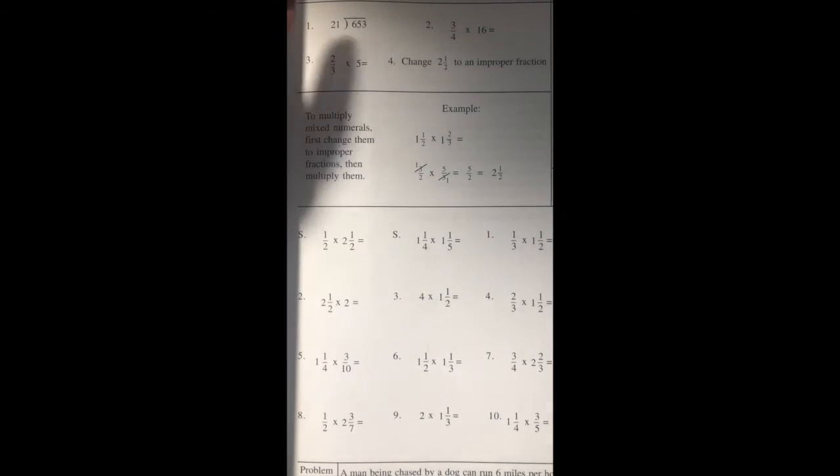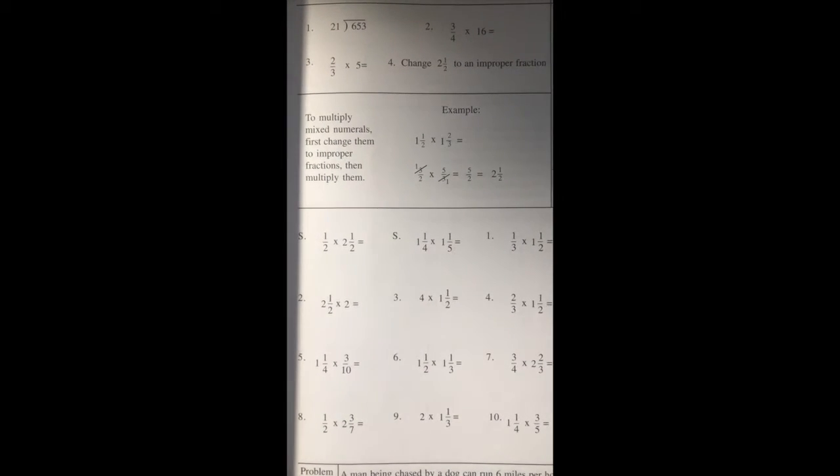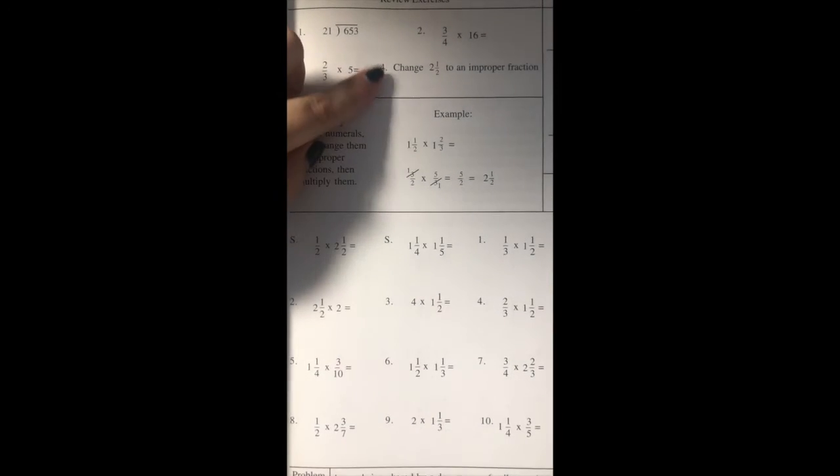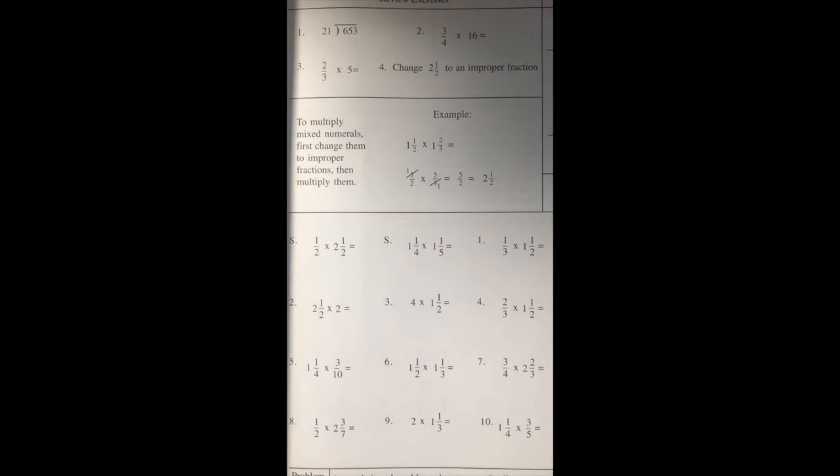So here, after you're done with your review exercises and speed drills, we're going to start on our samples. And you may notice here on number 4, it actually tells you to change a mixed numeral to an improper fraction. So you may have to wait until after this little lesson to be able to do number 4 here.